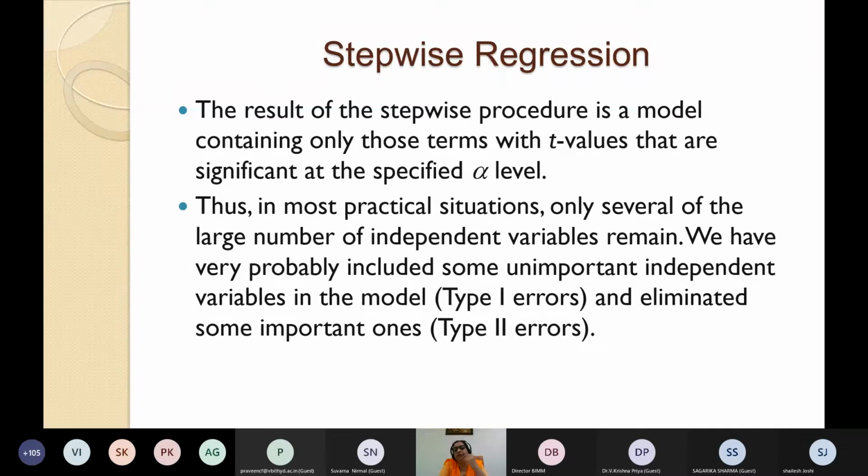So that is the reason you can have a type 1 error, where you are keeping some unimportant variables in the model or in the equation, and you are eliminating some important variables from the equation. And since it's done by the software using some logic of maximization of the t value, the F value, or the adjusted R square value, it is not taking into account the qualitative aspect, the researcher's aspect, the theoretical aspects, or the domain knowledge to identify how important a variable is.